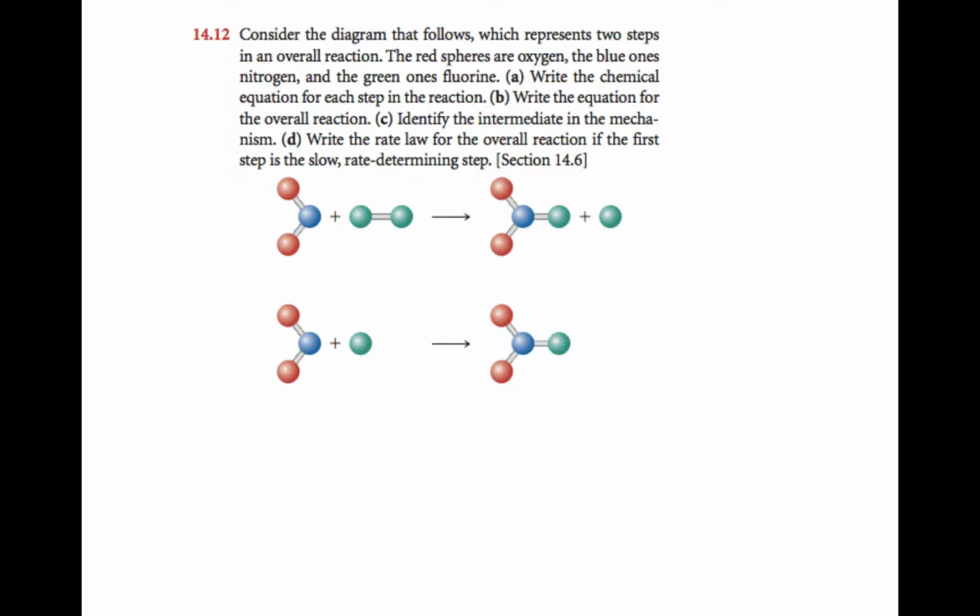A mechanism is a series of steps that a reaction goes through in order to turn reactants into products. It's theoretical, can only be proven wrong, but most reactions don't occur in a single step. They occur in a series of steps. When you add the steps together, you get the overall reaction. All right, so this is the collision theory.